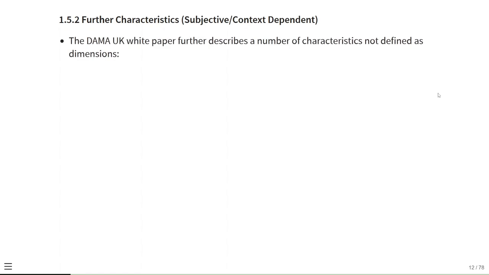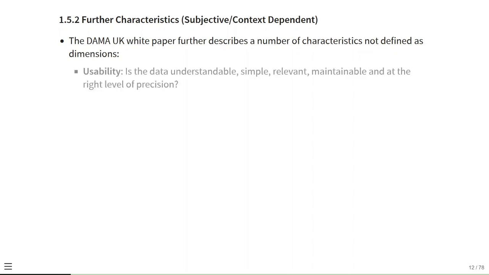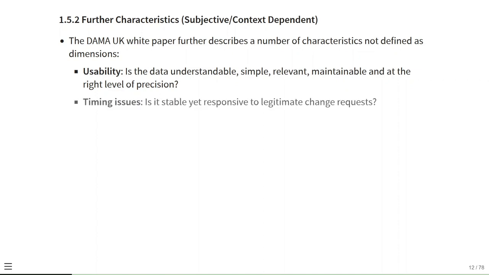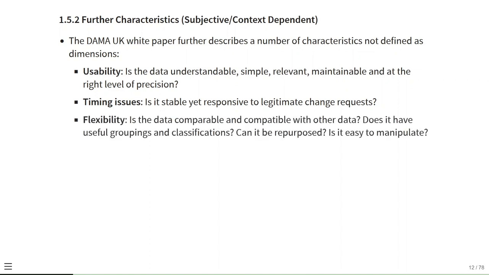The Dharma UK white paper further describes a number of characteristics not defined as dimensions. Usability: is the data understandable, simple, relevant, maintainable, and at the right level of precision? Timing issues: is it stable yet responsive to legitimate change requests? Flexibility: is the data comparable and compatible with other data?